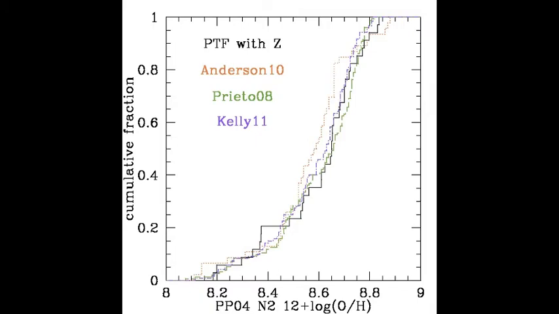The distribution of local gas phase abundances of our homogeneous sample of hosts of Type II supernovae is consistent with recent studies of host metallicity of heterogeneous samples by Anderson et al. 2010, in orange, Prieto et al. 2008, in green, and Kelly and Kirshner 2011, in purple. This consistency is surprising given the very different sample selection.